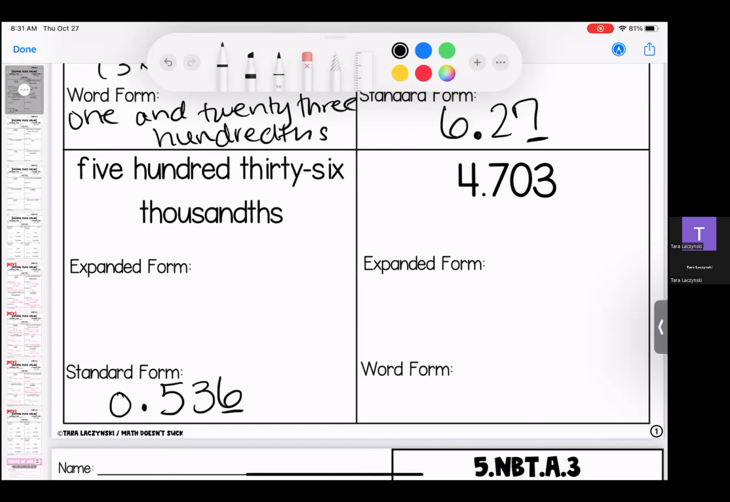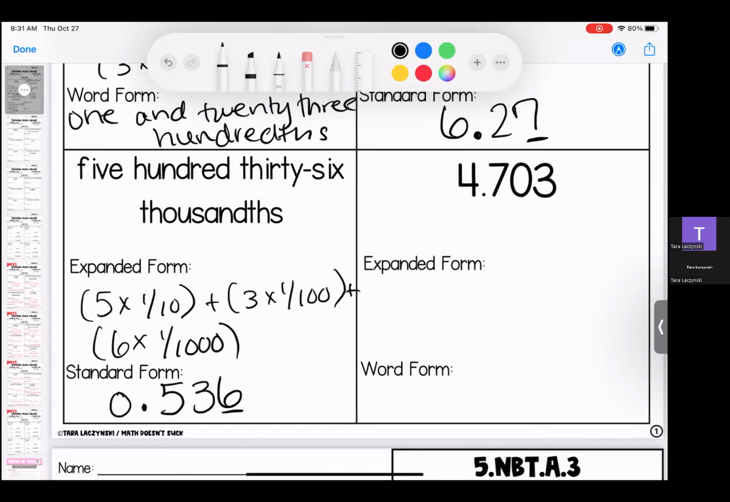Expanded form. We don't have anything in the ones place, so we're going to start right with our 5 tenths, plus 3 in the hundredths, plus 6 in the thousandths.